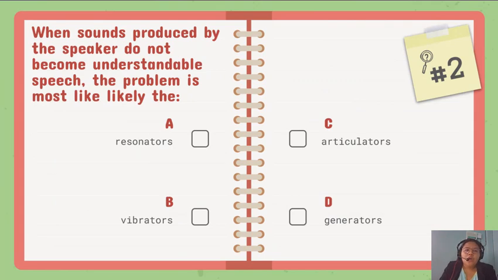Number 2. When sounds produced by the speaker do not become understandable speech, the problem is most likely the A. Resonators, B. Vibrators, C. Articulators, or D. Generators. The correct answer is C. Articulators help the speaker enunciate and emphasize speech sounds.